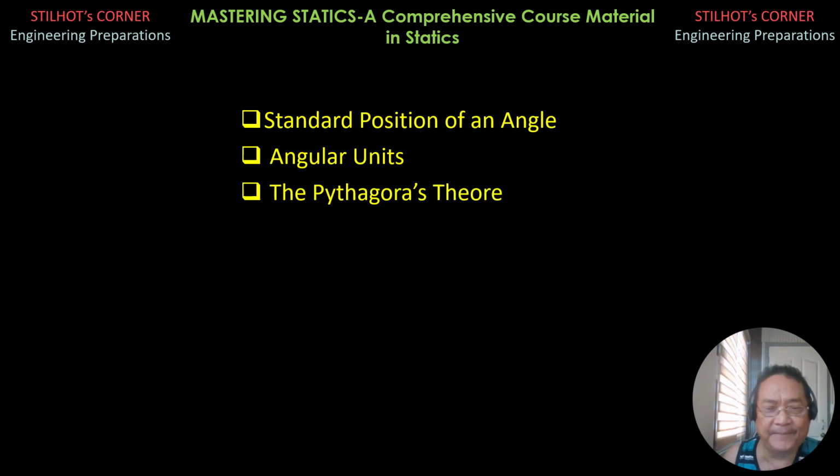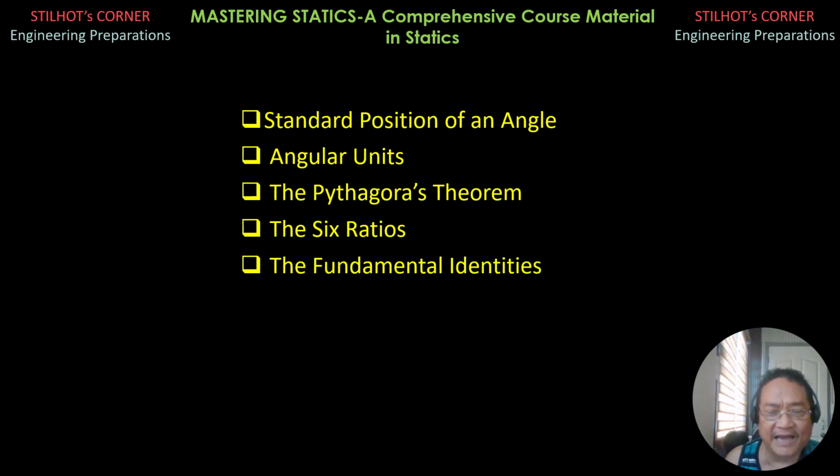Next, we have the Pythagoras theorem, which is the fundamental tool in solving right triangles. Then the six ratios on right triangles, the fundamental identities that can be derived from the Pythagoras theorem and from these six ratios here. Then we have solutions of right triangles as the last part. So that's it for this part.